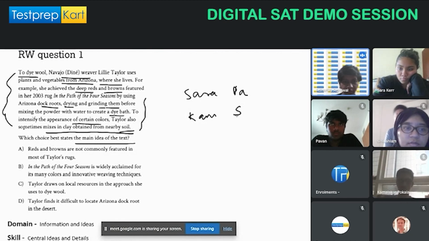Mm. Okay. Now we will go towards the options. Whenever you go to an option, just remember that you never choose from A, because the examiner has a tendency to make options A and B confusing so that the student will get confused. So let's start with D. Taylor finds it difficult to locate Arizona dock root in the desert. Who agrees that this is the answer? Is there anyone who wants to take this answer?